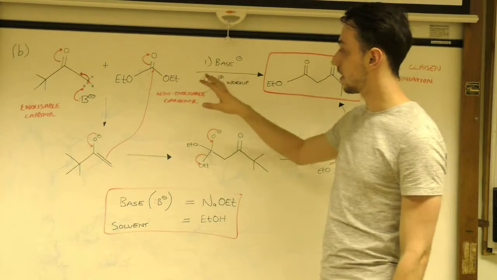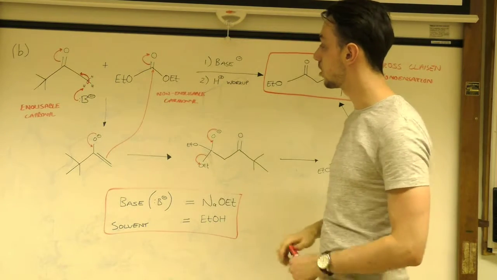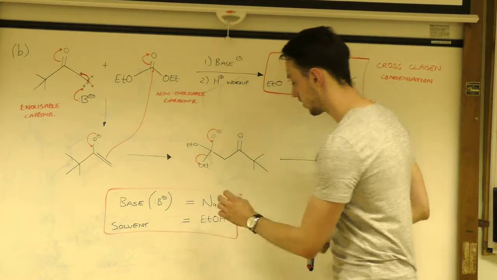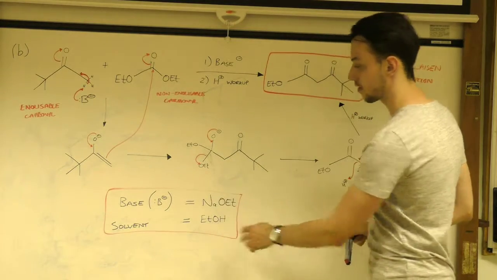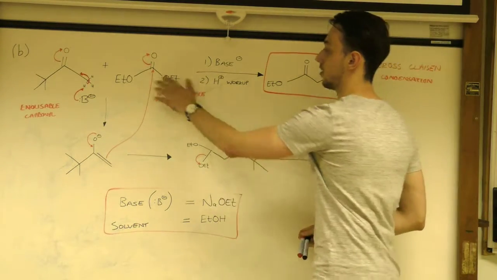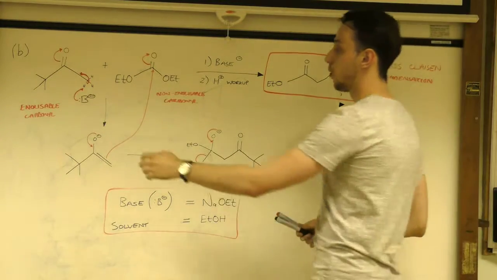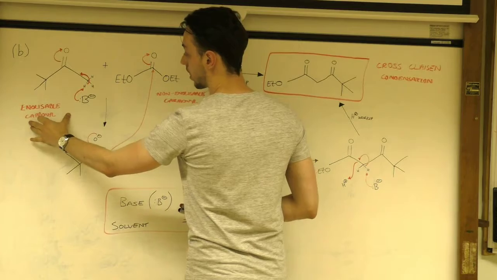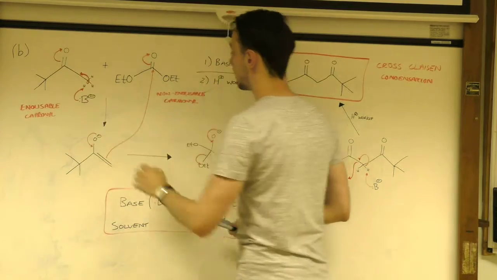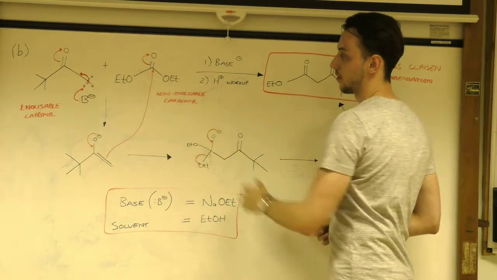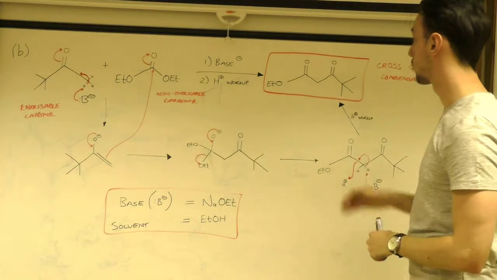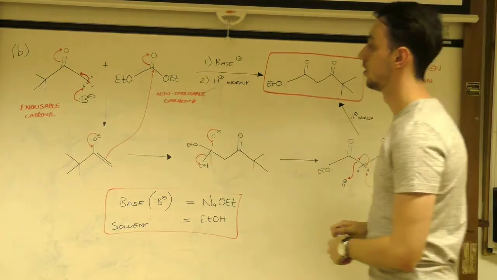This is to prevent any unwanted side products, because the charged species in the reaction match those that are present in the molecules you're working with. You have one enolizable carbonyl, like here, and one non-enolizable carbonyl. This ensures that you can control the product outcome.